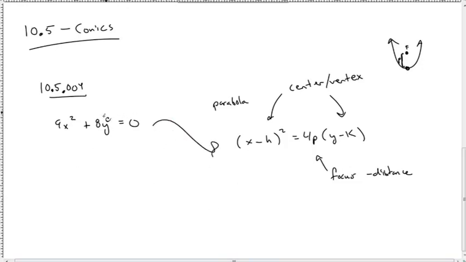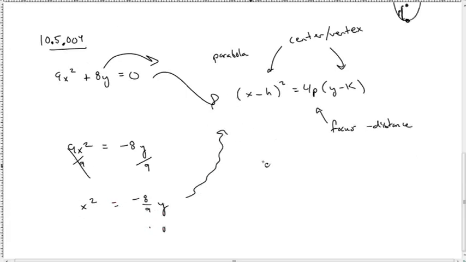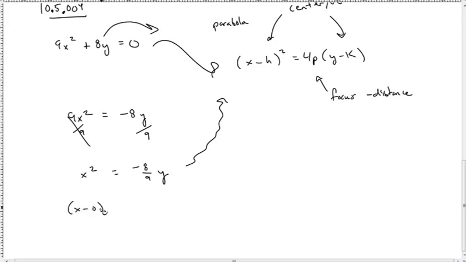And what I'm going to do first off is move the y to the other side. And so I get a negative 8y. Notice that I'm kind of setting it up now. I'm going to divide by the 9 on both sides. And so what I have is x squared is equal to negative 8/9 y. Now, this is supposed to look like that, and it does. Let me rewrite it a little bit differently. Let's say x minus 0 squared is equal to negative 8/9 times y minus 0. So I'm adding some zeros to show that I do have this format.